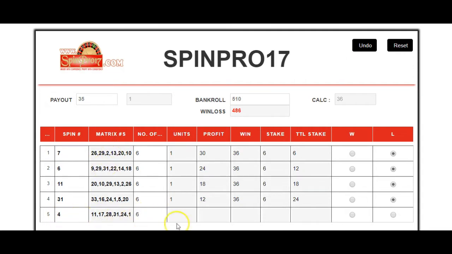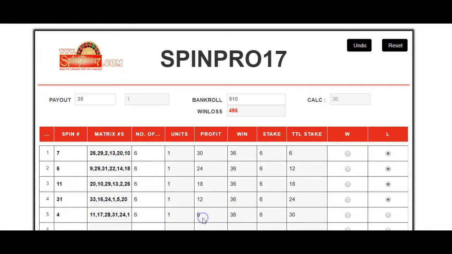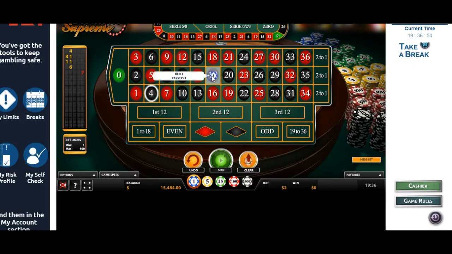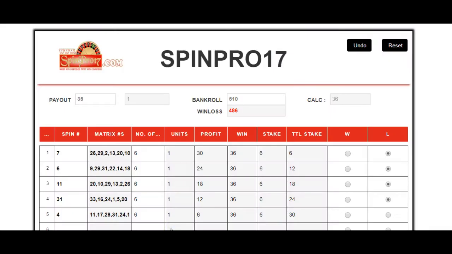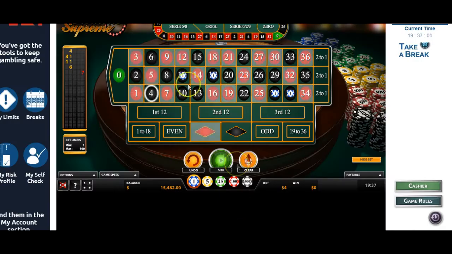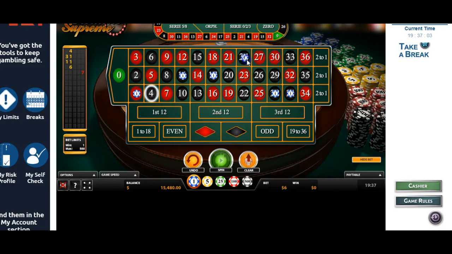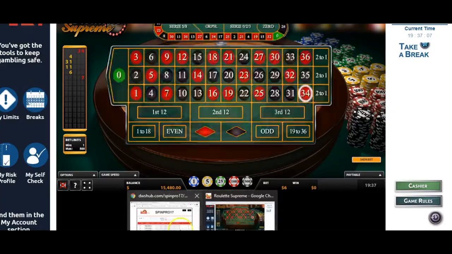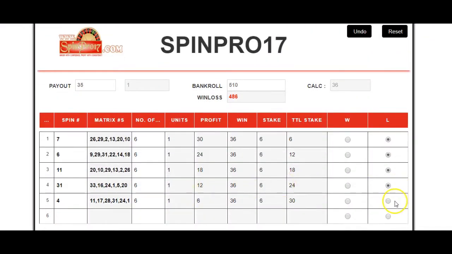Okay, so let's put in the 6. Let's see what's happening. Okay, so it's still asking for 1. Again, it's protecting your bankroll. 11, 17, 28, 31. 24 and 1. Okay. And 34 came down, didn't have that. Okay, so we're going to put in a loss. And then we're going to put in 34 here.